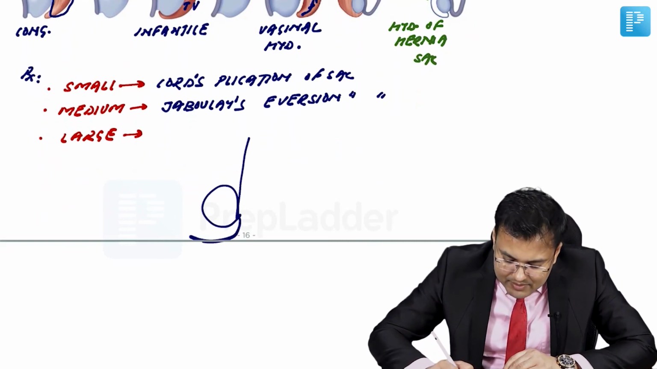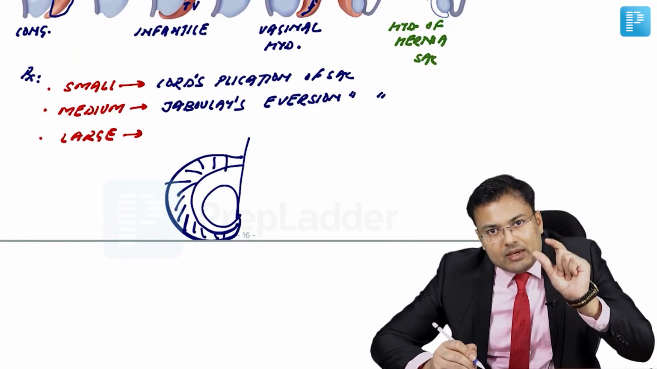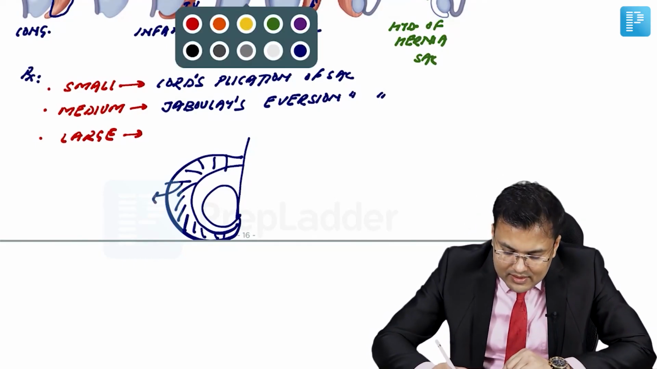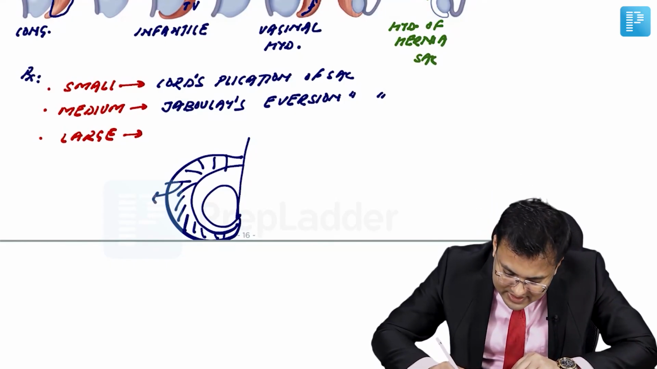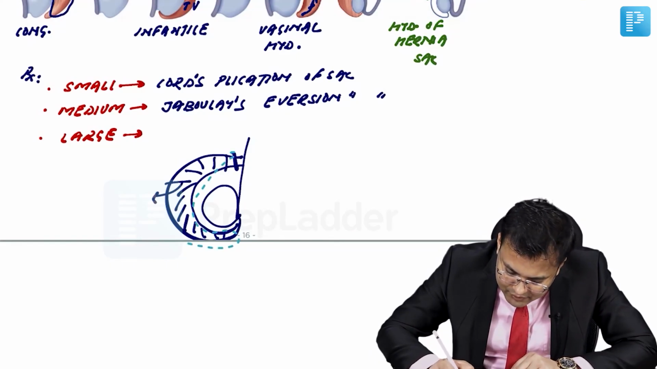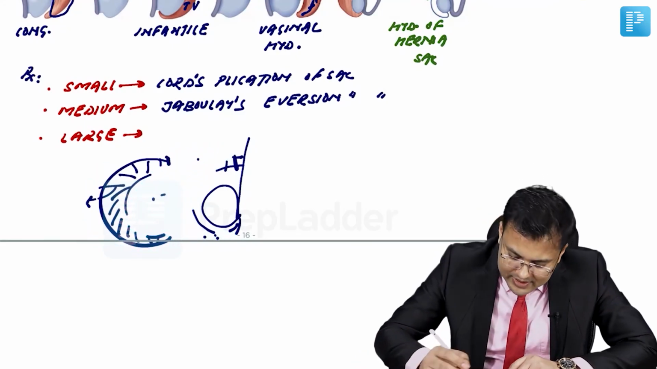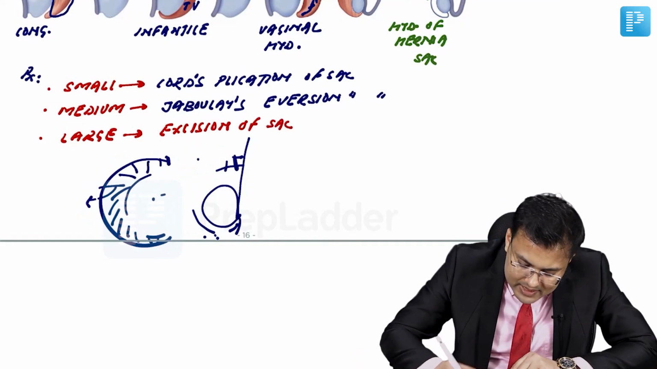But if some patient comes for treatment, the patient has had this hydrocele for the last 15, 20, 30 years. And what is the problem? In this case, this sac, this tunica vaginalis, is very thick. So here, we have to go for excision of sac. So we perform the excision of sac. In cases of large hydrocele, excision of sac is done. So this is how we manage hydrocele.